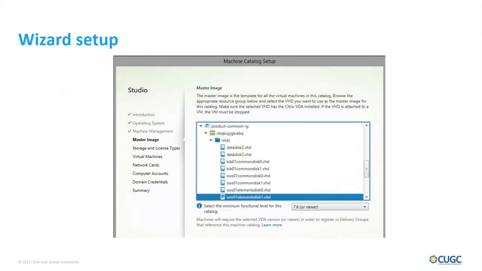So this is basically just going through the wizard of what it looks like. When you set up a connection with the service account, you go into the machine catalog, then you create a new catalog, and then you will need to pick out the VHD which contains the master image. So I went into my resource group, into my storage account, and then into my container, which is VHDS, and then I specify the VHD I want to use to provision.